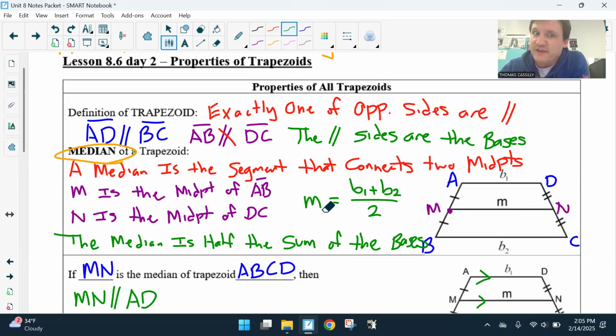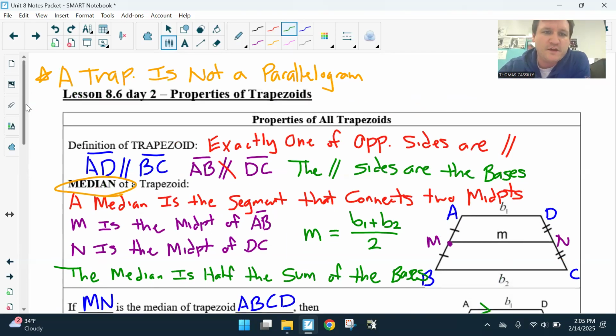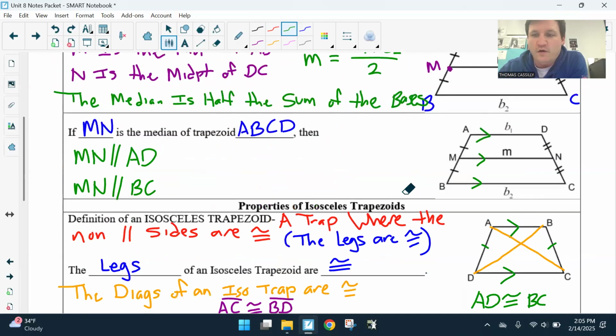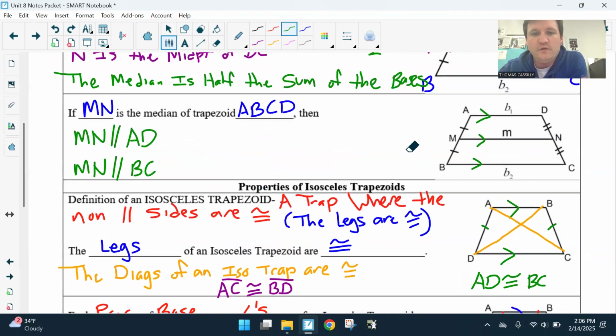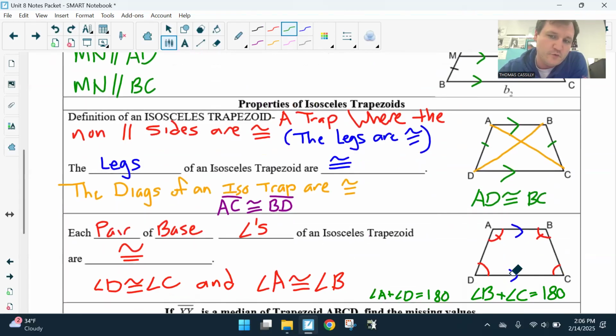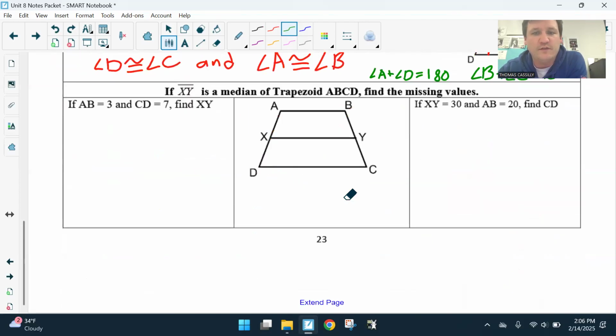So the big thing to remember in this section is what a median is. All right, a median, you take the top one and the bottom one, you add them together, divide it by 2, and that's going to be the middle piece. All right, all three of the lines are parallel. Isosceles trapezoid, the two legs are the same, the diagonals are congruent, the base angles are congruent, right? So that pretty much sums up everything we have here.